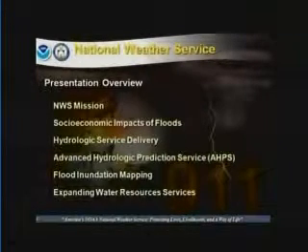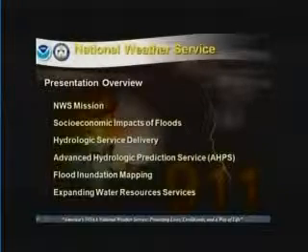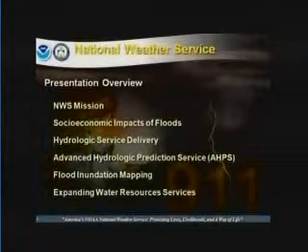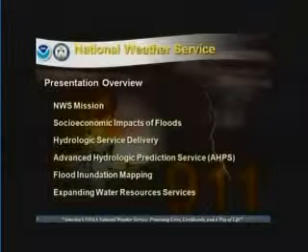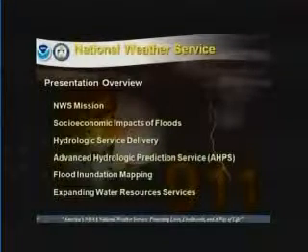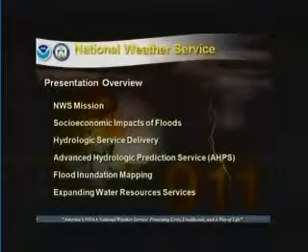I'll talk a little bit about our mission, the impacts of floods, essentially the impetus for all the activities that are underway in our agency, how we deliver services, how we're modernizing services through an initiative called the Advanced Hydrologic Prediction Service. I'll show you some examples of new products and services, talk a little bit about flood inundation mapping, which is a heavily partnered activity with other federal and state and local agencies in this country, particularly FEMA, the United States Geological Survey, the Army Corps of Engineers, others. And I'll end by talking a little bit about expanding our services into the water resources realm.